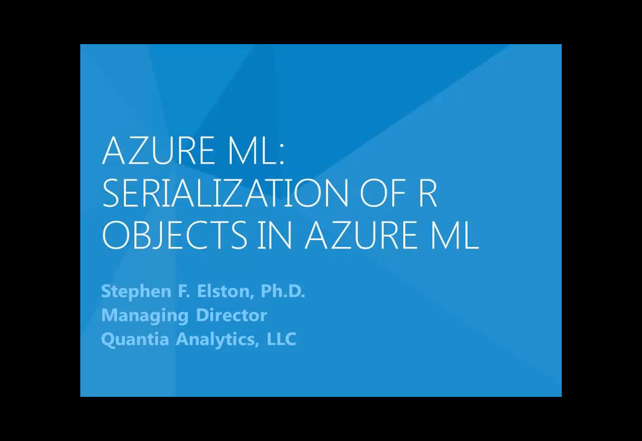Hello. In this video, I'm going to show you how to use serialization to pass R objects from one execute R script to another within the Azure machine learning environment. Azure ML allows you to pass a data frame as a rectangular record out of an execute R script module to other modules within Azure ML.